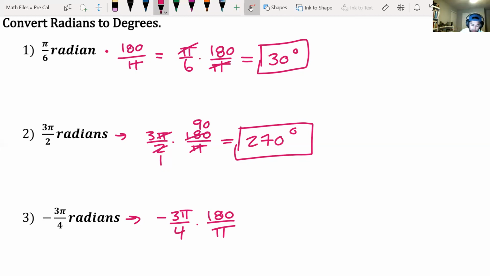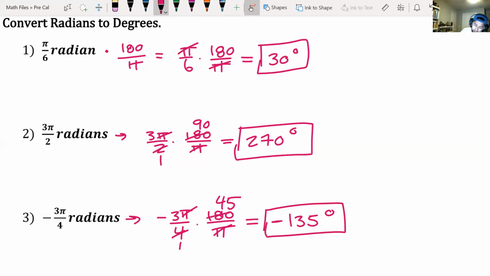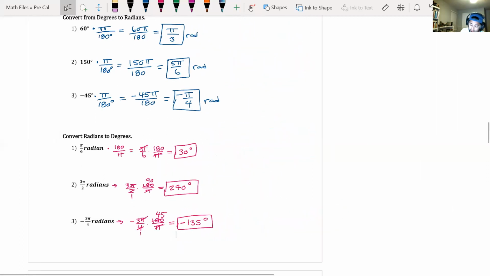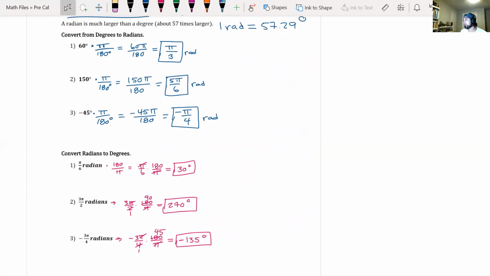Okay. Here, pi's cancel. 4 goes into 180 how many times? 45 times. And negative 3 times 45 is negative 135. Negative 135 degrees. Perfect. So that's how you convert from degrees to radians, radians to degrees.